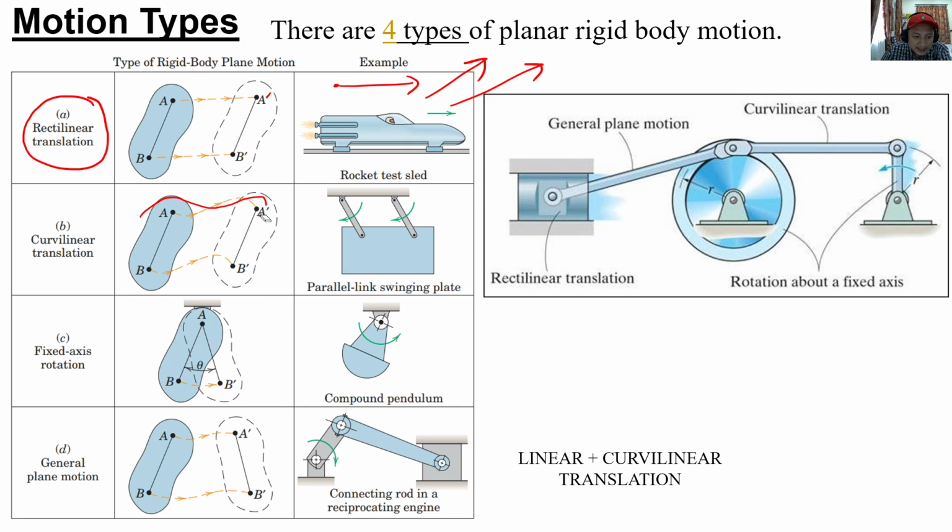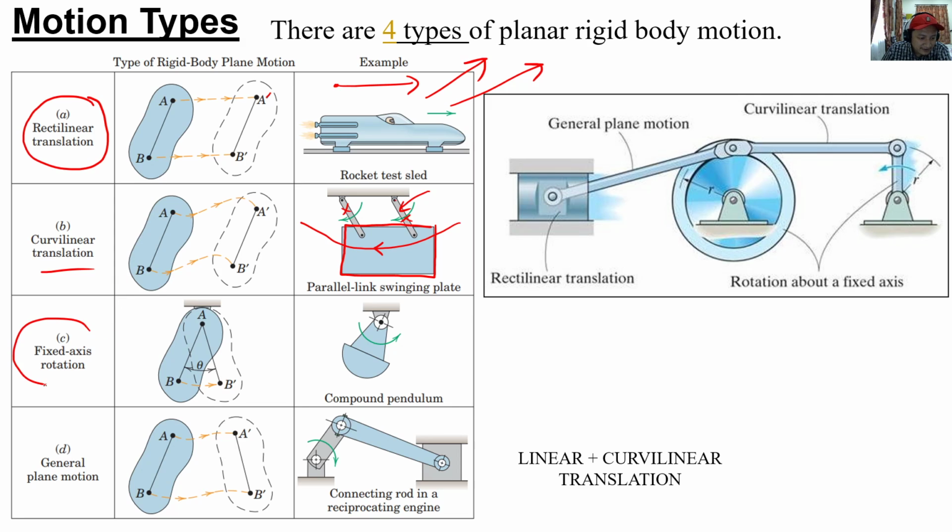So if you look at this object, this link is actually rotating at a fixed axis, but this parallel link swinging plate is actually curving. We're not looking at this link, no, not this one. We're looking at this blocky object. So this is a curvilinear translation.